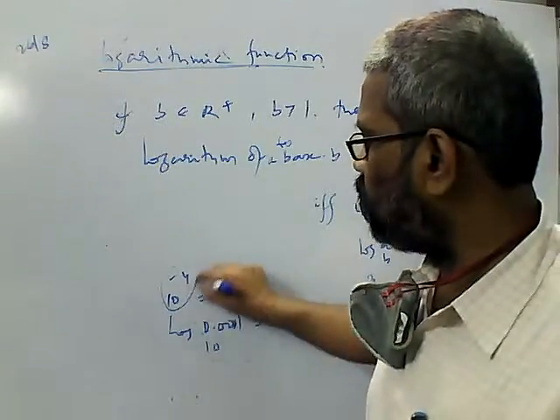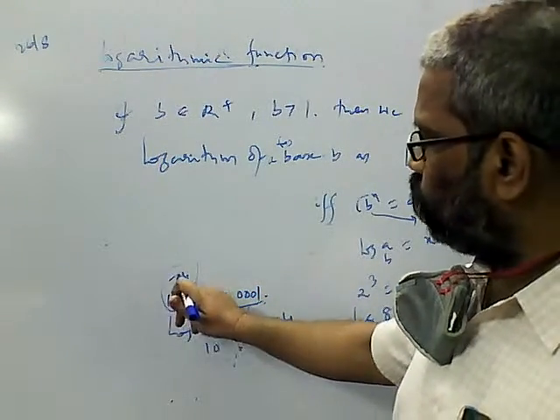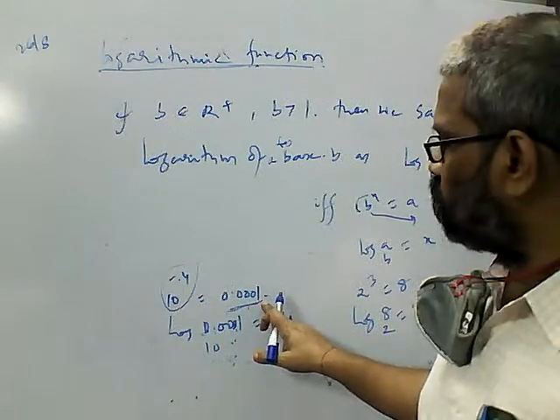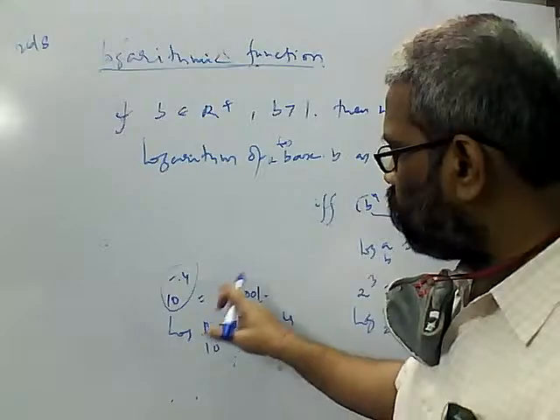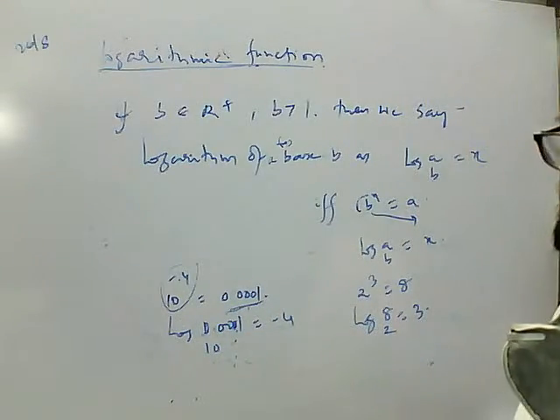Any number power base cannot be negative, right? So logarithm of negative is undefined. Are you clear? The value of the exponential expression cannot be negative, so the logarithm of a negative cannot be defined because you will never get negative for any exponent. Okay? Note down this one.